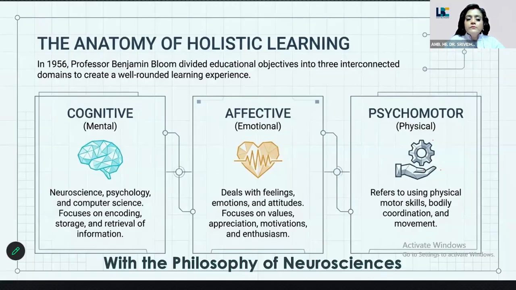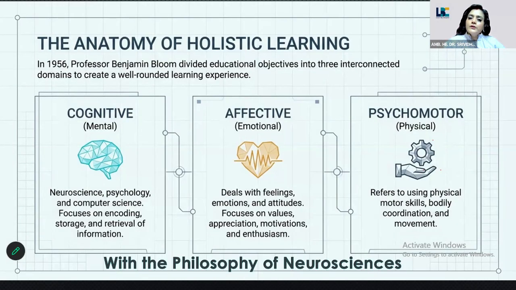So, the cognitive domain, more of a neuroscience, psychology, computer science focus, deals with encoding, storage, and retrieval of information. All kinds of emotional things, dealing with feelings, emotions, attitudes, values, appreciation, motivation, and enthusiasm, happen in the affective domain. And the other part, the psychomotor, more of a kinesthetic focus, refers to physical and motor skills, bodily coordination and movement, such as dance and art related things.